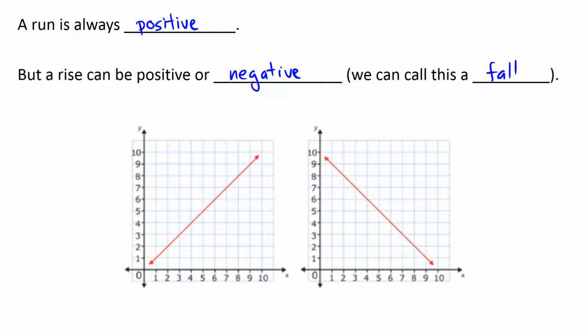And so here's a couple of examples. This first line on the left, as the line rises to the right, that's a positive rise, because we're reading from the left to the right. But the other line on the right, we'll see the line drops as you read from the left to the right. So this is a negative rise or a fall.